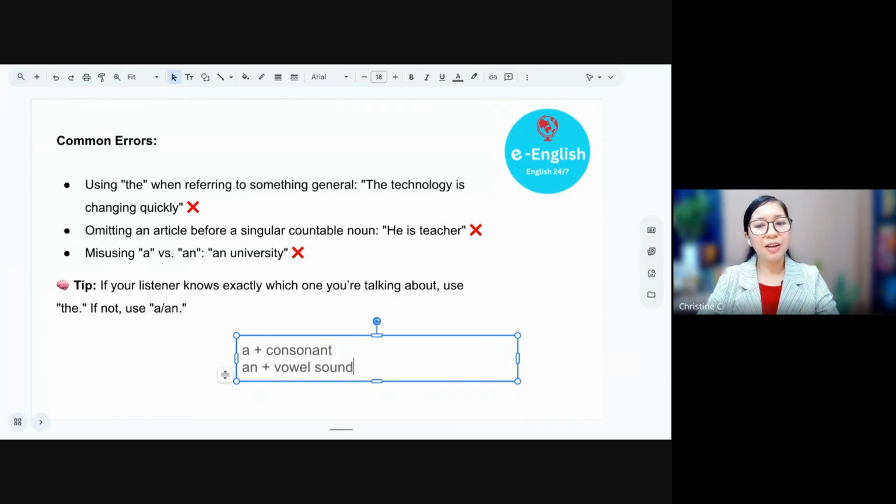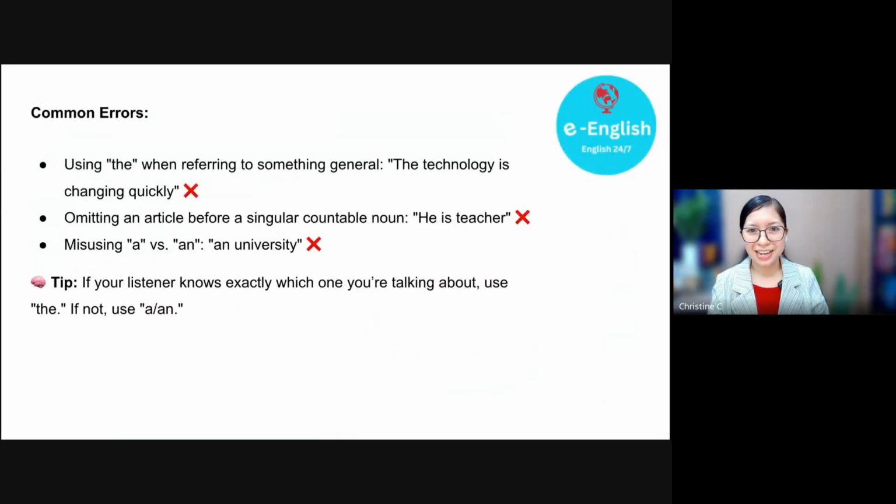The answer is because we're not looking at the letter, we're looking at a sound. In university, the U starts with a consonant sound, U, university. So that's why it goes here, a university. A uniformed officer. And that also happens with H when it is silent. For example, an honest person. Even if it starts with a consonant letter, the sound is a vowel sound, honest. So we have to use an before a vowel sound, not a vowel letter. So that is the answer.